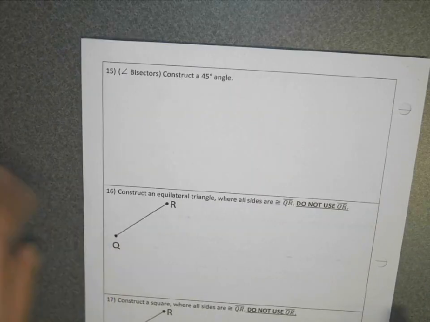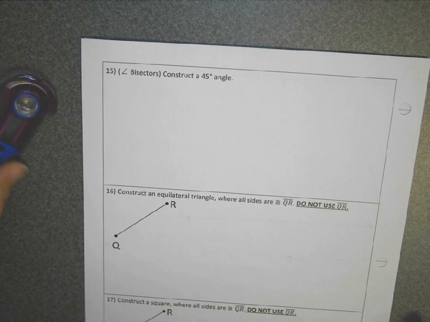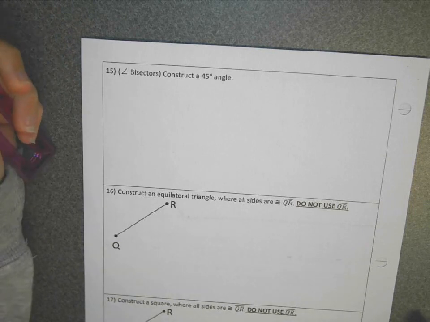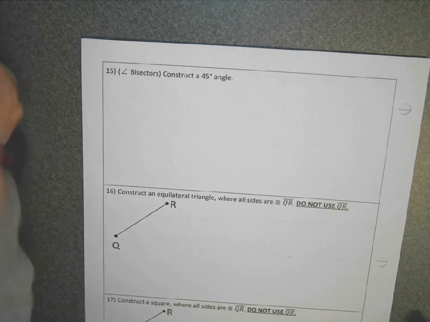All right, the back page is where many people struggled. Constructing a 45-degree angle, you first need to construct a 90-degree angle, and then from there bisect it. If you construct a 90-degree angle, a right angle, then bisect it, that would be cutting it in half. So half of 90 is 45.